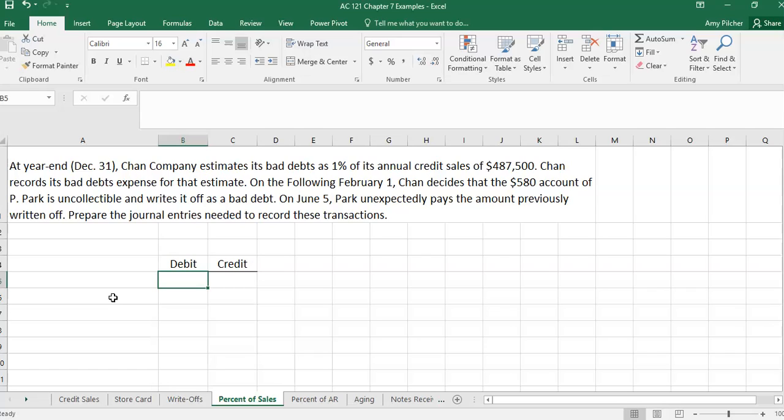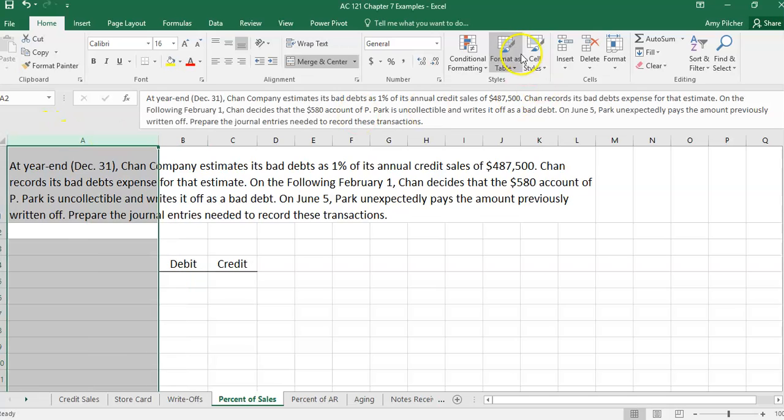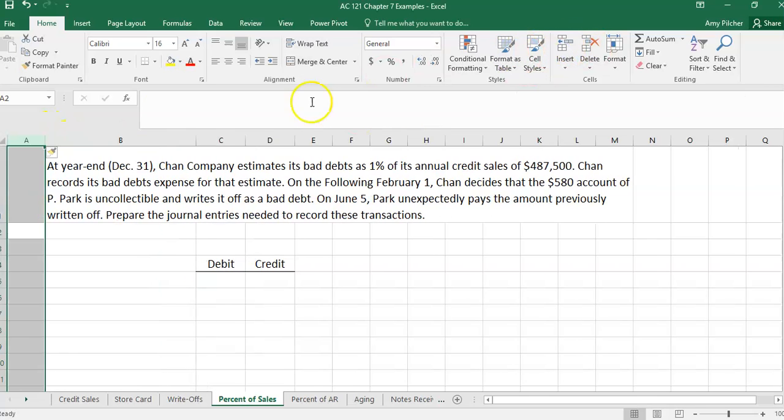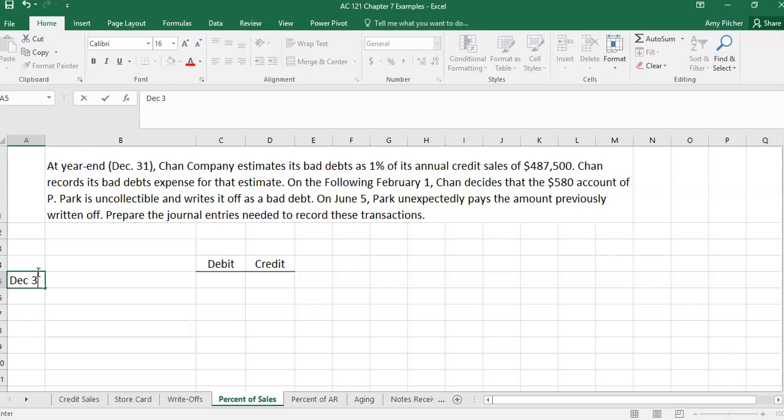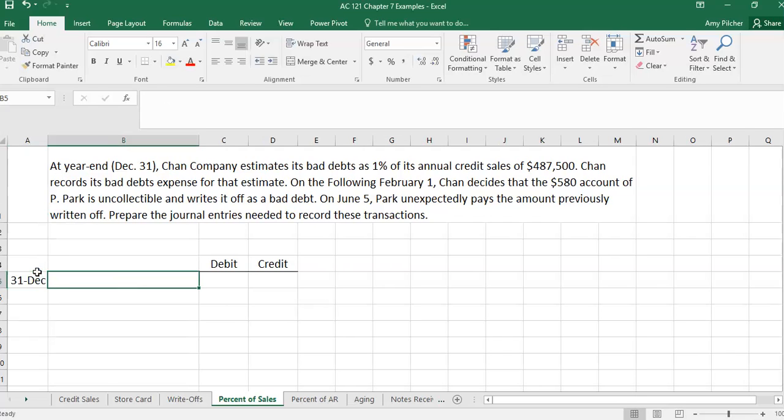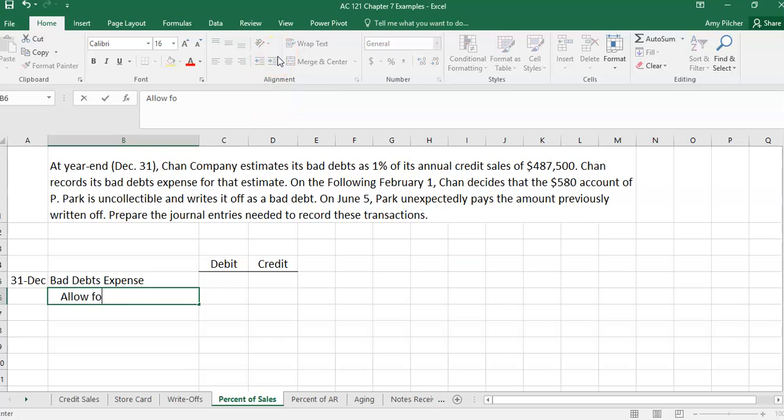With that estimate, we need to prepare an adjusting entry at the end of each period that records our bad debt expense against the sales in that period. So our first entry is here at year end on December 31st. We need to record our adjusting entry for bad debts expense. We are going to debit bad debt expense, and we are going to credit allowance for doubtful accounts.